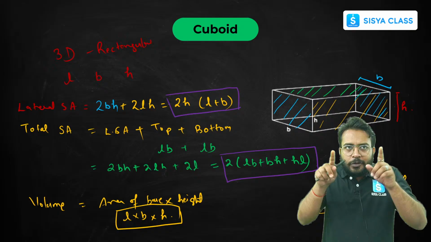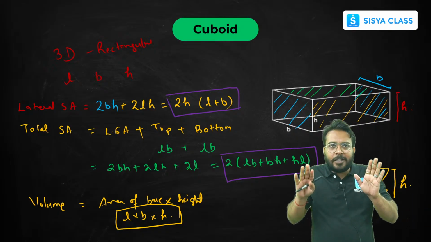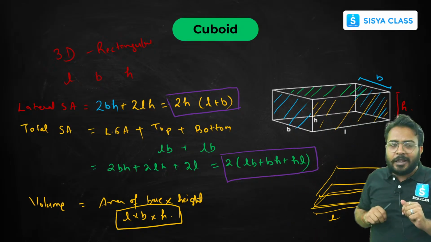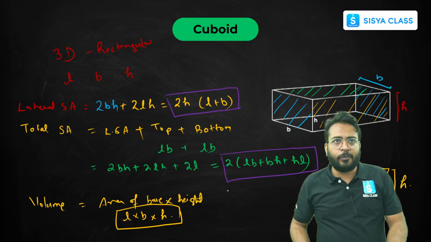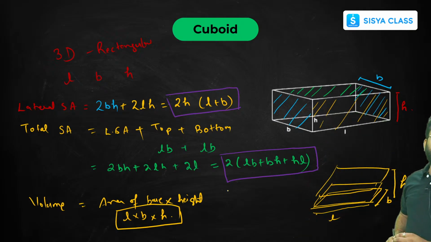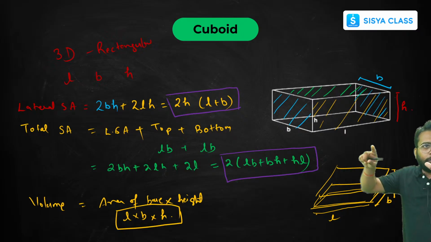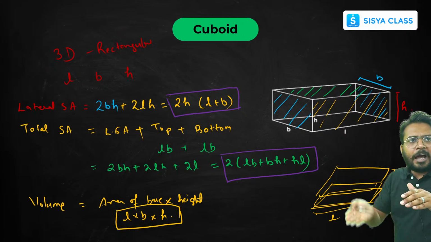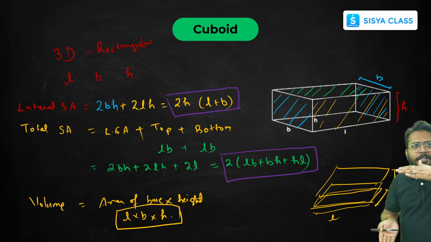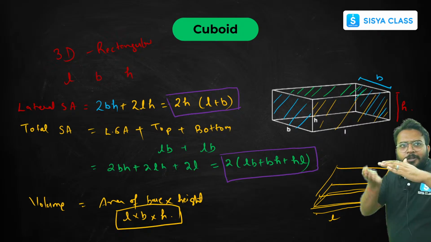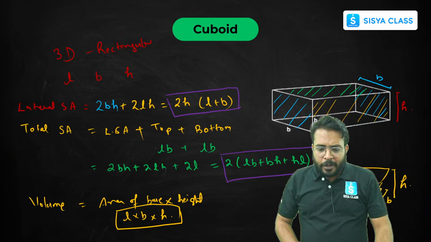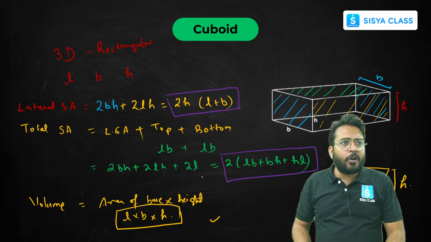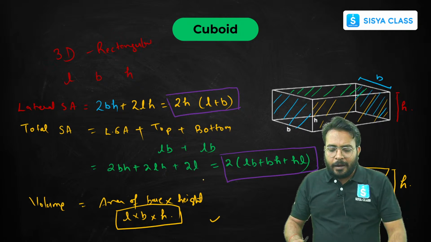So I hope you might have understood how to find the volume. Now just see this figure. If I take one rectangular plate and keep ten same plates one above the other, it is going to have some height H. This is how we get our volume, total surface area and lateral surface area.